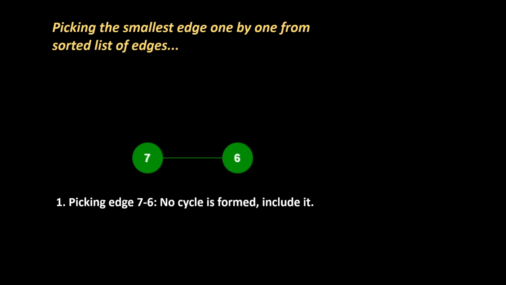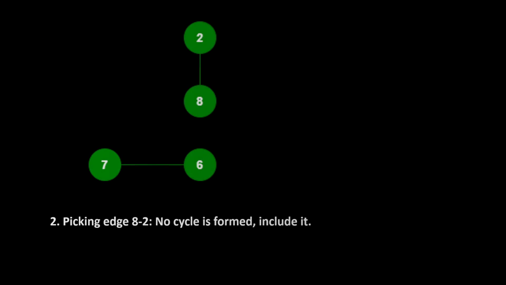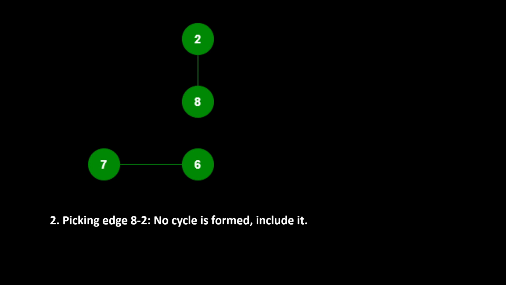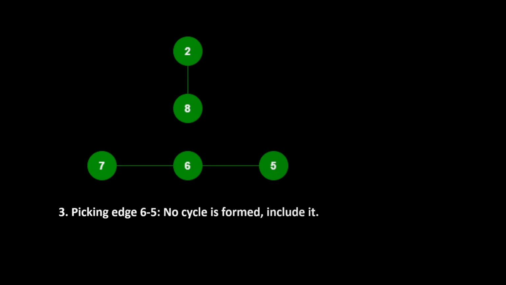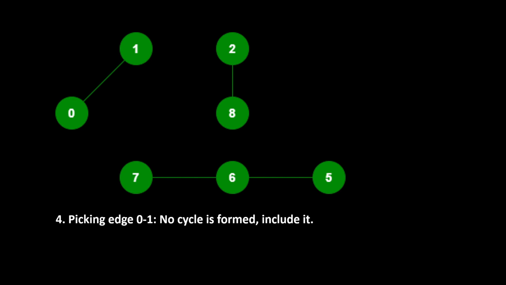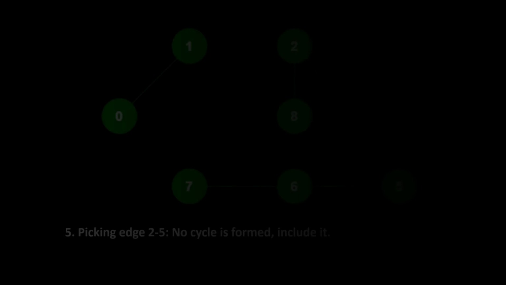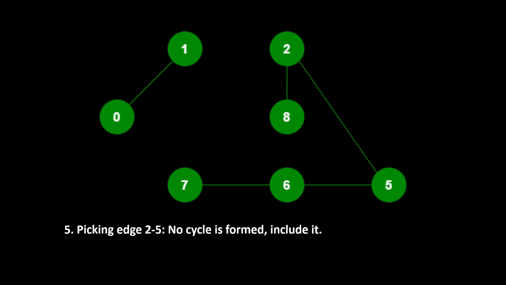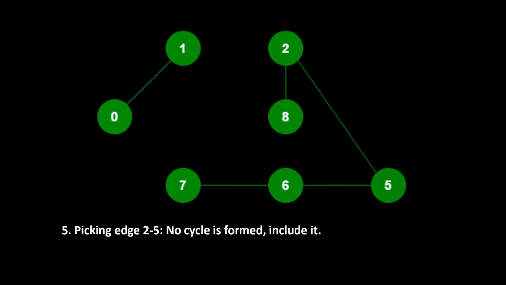We will pick the edge 7 to 6 since no cycle is formed and we will include it. Then we will pick the edge 8 to 2, no cycle is there, include it. Then pick the edge 5 to 6, no cycle, include it. Pick the edge 0 to 1, no cycle, include it. Pick the edge 2 to 5, no cycle, include it.